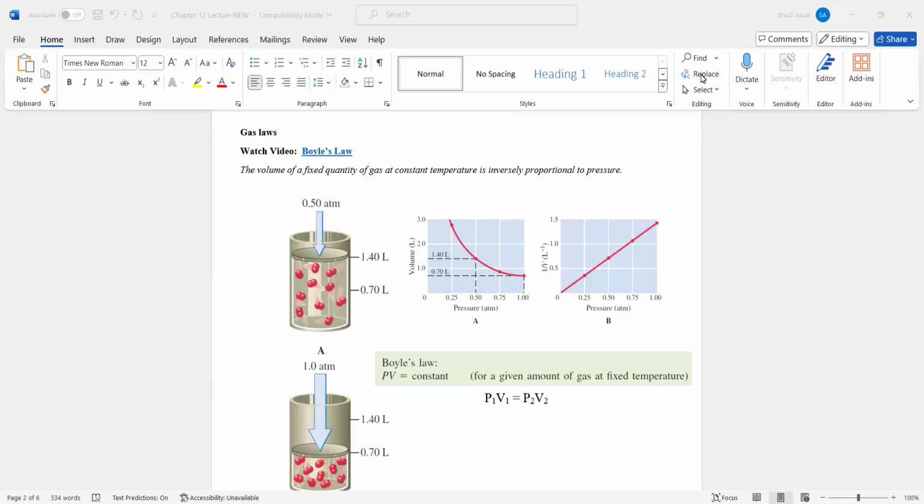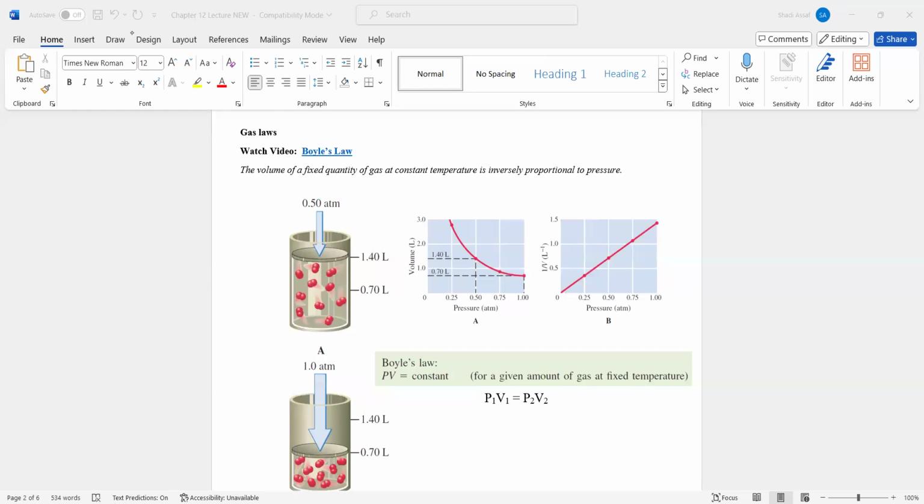We have a set of laws called the gas laws that describe the behavior of gases. The first one that we will deal with and describe is Boyle's law. This is an important law. It can actually explain how you breathe with the contraction and the expansion of the lungs. And the reason why is because it deals with two parameters, volume and pressure.